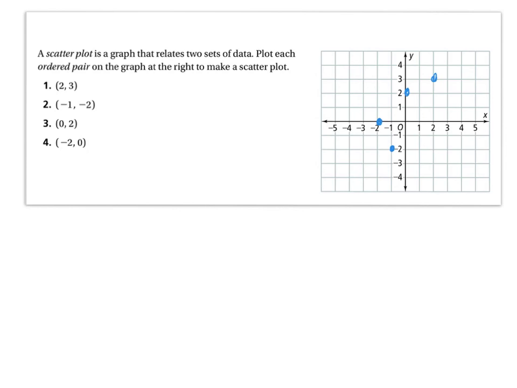But as our x value increases, our y value also increases. So our trend line would be in that area.